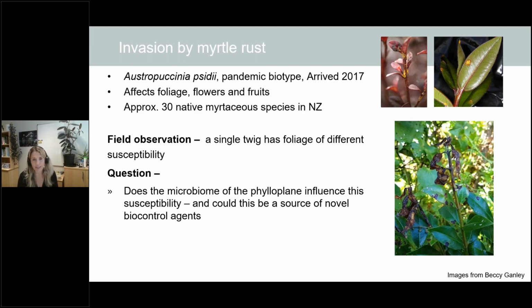There were field observations that a single twig has foliage of different susceptibility. So the young, new growth, on the flowers, the fruits and the leaves, is quite susceptible to myrtle rust, can be infected and die. And it raised the question of whether there were any differences, firstly, between the microbiome of the young new season's growth and last season's growth, and whether those phylloplane microorganisms could influence the susceptibility to myrtle rust. And if they could, could this be a source of novel biocontrol agents?